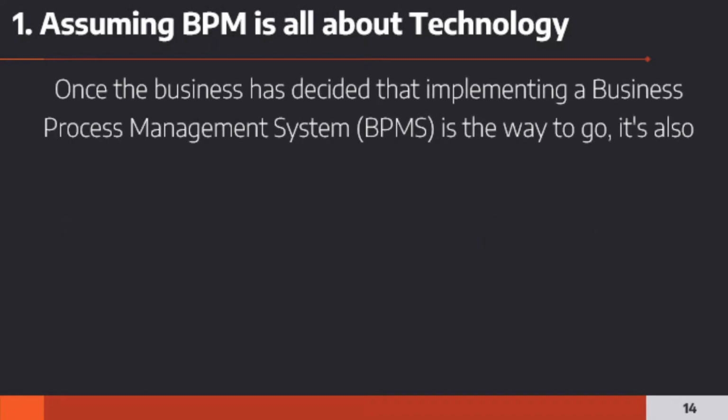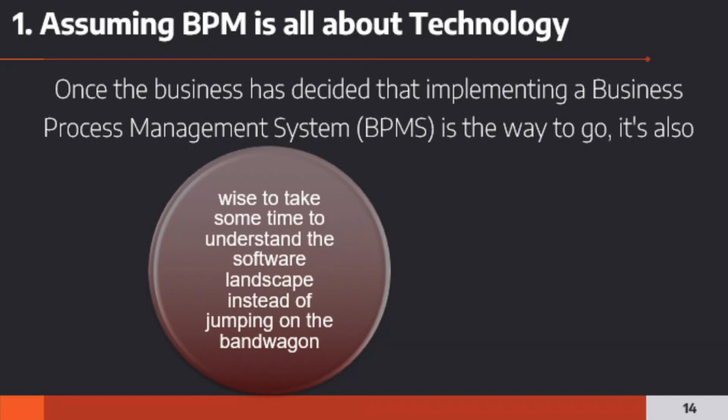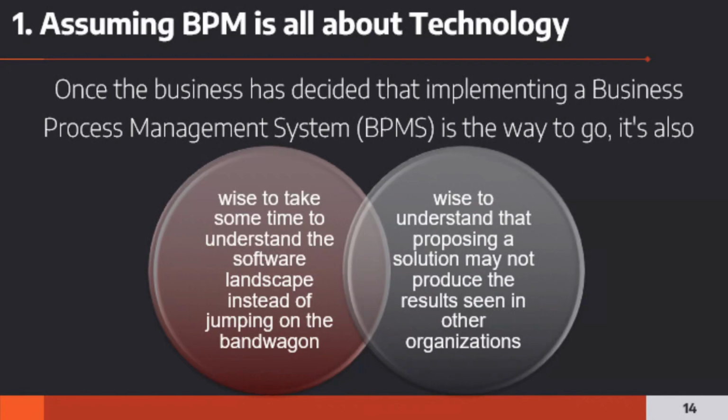Once the business has decided that implementing a business process management system is the way to go, you need to understand this. Number one, it is wise to take some time to understand the software landscape instead of jumping on the bandwagon. So you need to look at the software requirements that you need. It is also wise to understand that proposing a solution may not produce the results seen in other organizations.